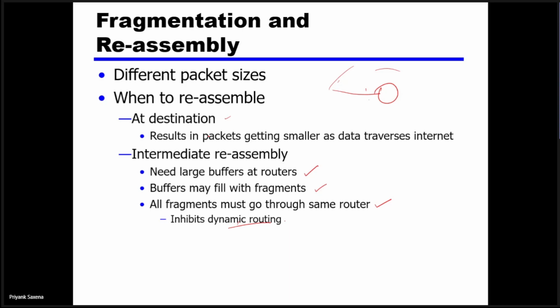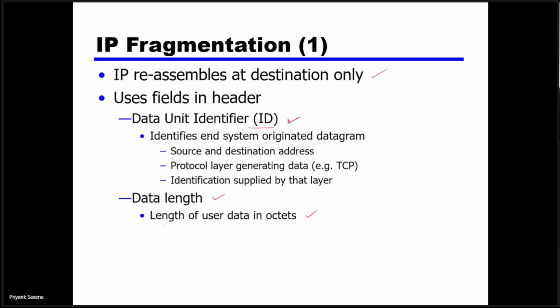Then in IPv6 we have a don't fragment flag. Once that flag is set, routers cannot fragment it further, right? How the fragmentation is done, we will do it in the next class, right?